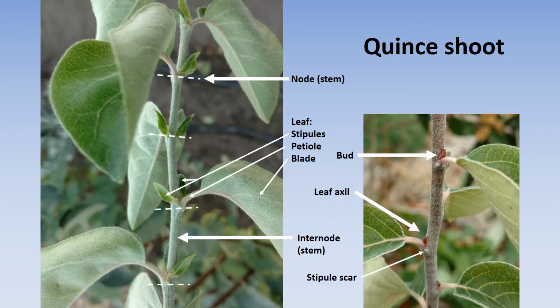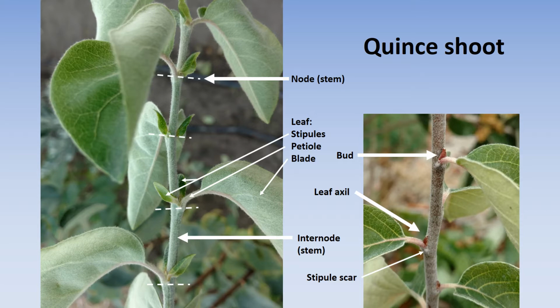Here is a leaf. A leaf consists of a stalk, termed the petiole, a flattened blade, and sometimes a pair of appendages at the base of the leaf on either side of the petiole. Such appendages are termed stipules. It turns out that most of the deciduous fruit trees are in the rose family, and most members of that family bear stipules.